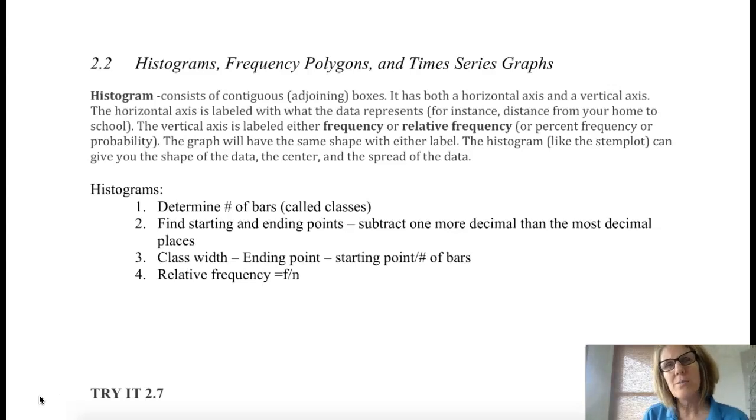But we need to know there are some assumptions we make, and some of these assumptions are how our data is distributed, or what the shape of it is. And so histograms are an easy way to tell us what the shape of our data is. Okay, so the first thing we need to do is determine the number of bars we're going to have. Oftentimes these are called classes, the number of classes we're going to have. So we also need to find the starting and the ending points.